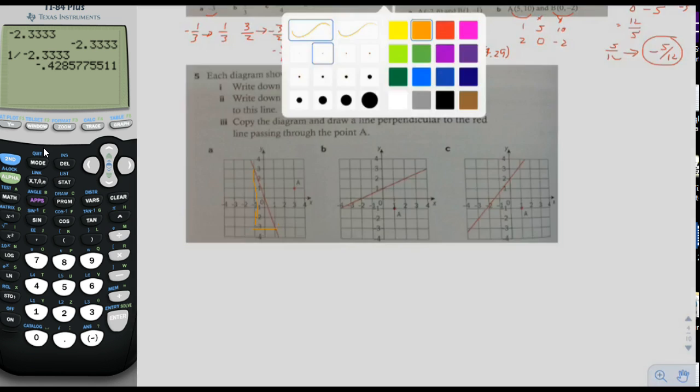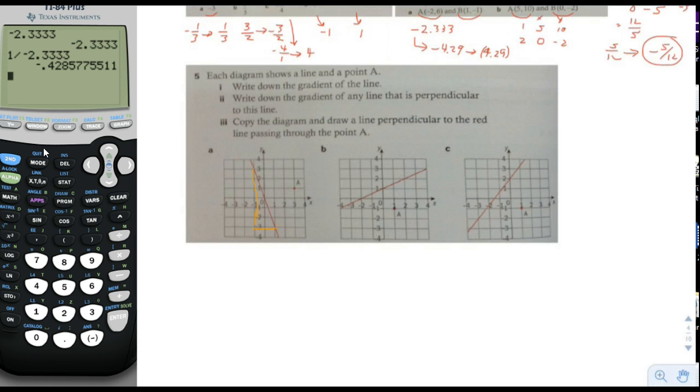Okay. So right now for this one, I see that the rise is about 6, right? Actually negative 6 because it goes down, negative 6, and then it goes over positive 2. So the original slope or gradient is going to be negative 6 divided by 2, also known as negative 3. So the perpendicular gradient would be negative 3, 1 over negative 3, and then take the negative of that, so it would be 1/3. Okay? Then we're going to draw a line perpendicular to the red line passing through point A. So it would be about like that, right? About like that.